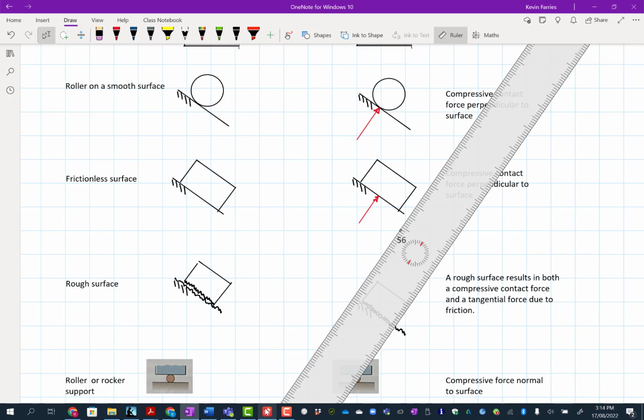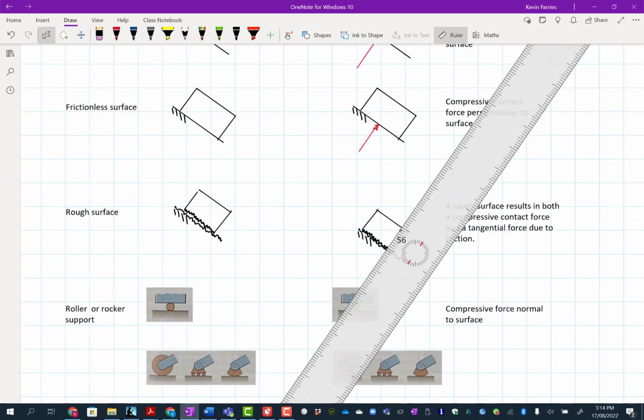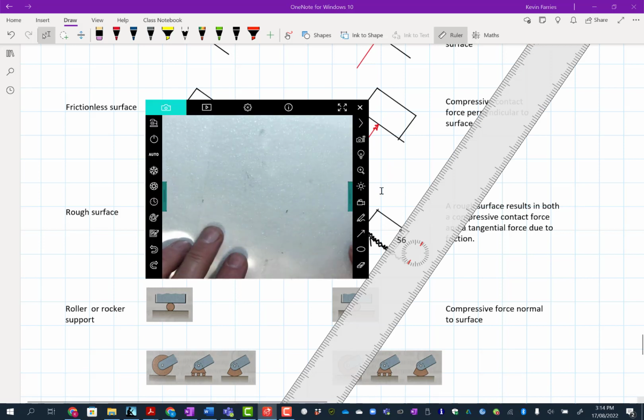Let's quickly storm through them all. Now, better draw this one. So what if the surface has got friction on it? Just clean this up on both sides. Oh, you can't even see it. Hold on. There we go.